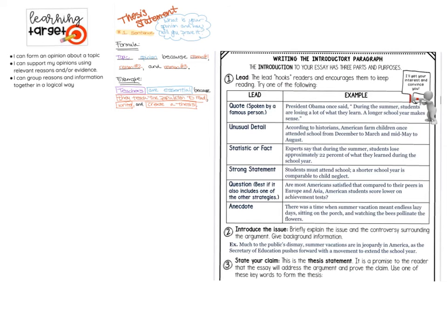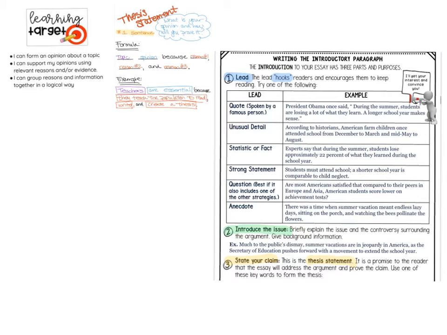When you are writing an introductory paragraph, there are 3 parts that you need within your essay. Number 1, you are going to need a lead. Another way that we have said that in 5th grade is a hook. The next thing you need is when you introduce your issues. And the last thing that you're going to need is your claim or your thesis statement.